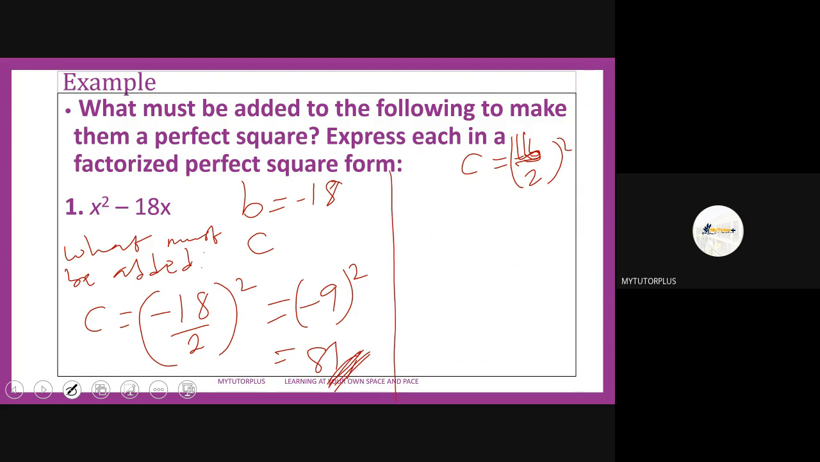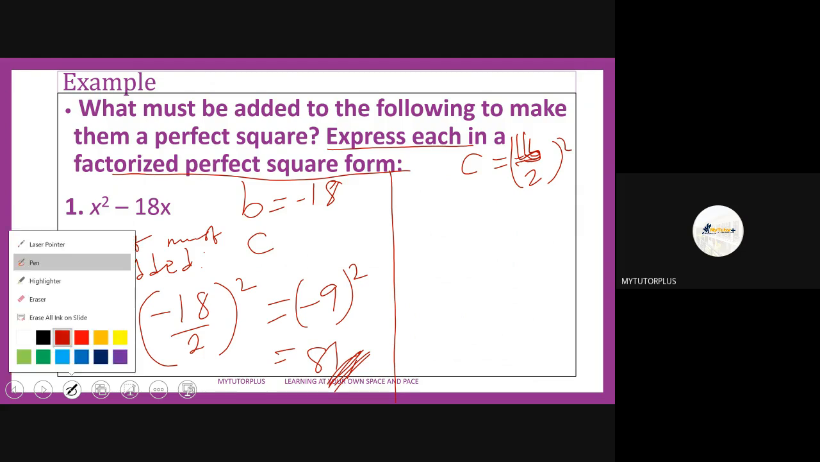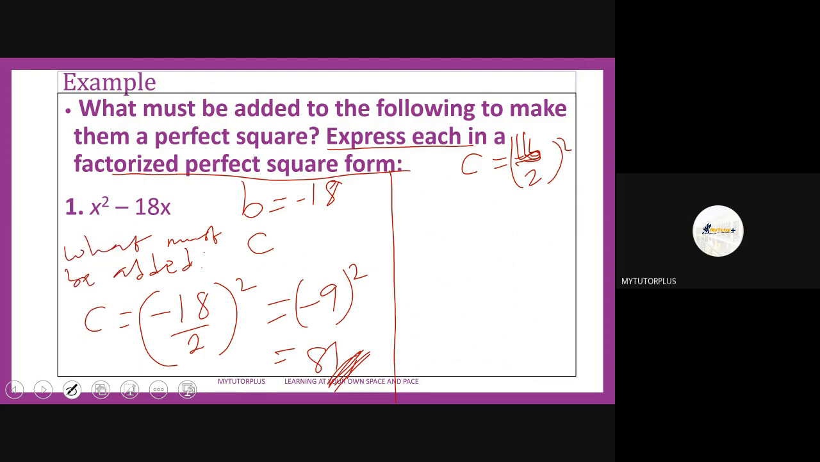So we are done with the first part of the question. Coefficient of x divided by 2, square it. That is what you have. Then the second part of the question says express it in factorized perfect square form. So to do that, to express it in the perfect square form, very simple and direct, we are going to write x squared.